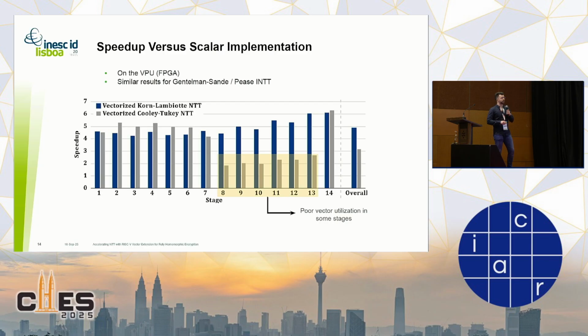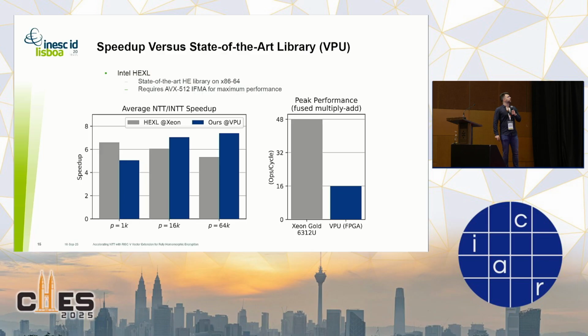This is, in this case, running on the VPU, which is on the FPGA. And so overall, Cooley-Tukey and Pease seem to be significantly better than Gentleman-Sande and NTT. I should add that Gentleman-Sande and NTT are also what Intel HEXL uses, which is what we're comparing against here. So this is the state-of-the-art library for homomorphic encryption on x86-64. However, in order to get the most performance out of it, you need to have the AVX512 IFMA extension, which is only on a handful of server-class processors, one of them being the Xeon, which I mentioned previously.